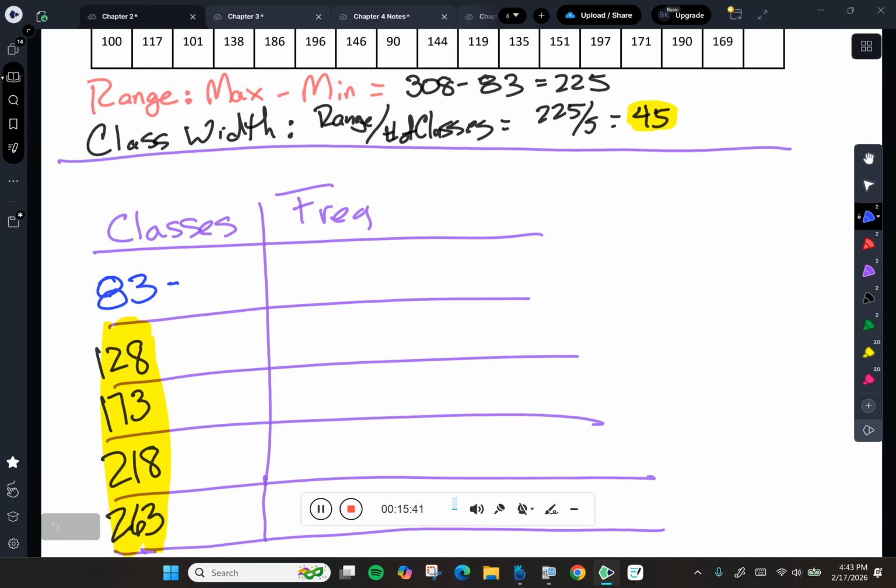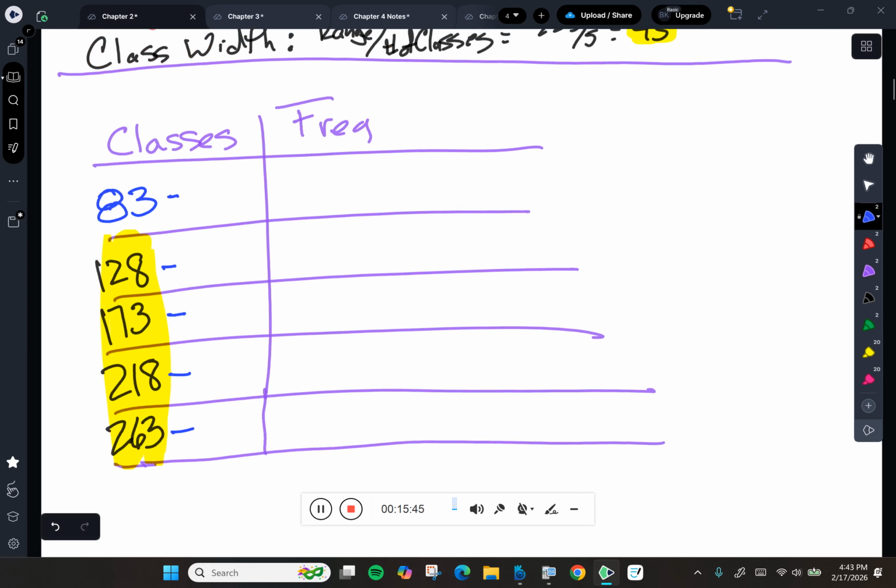So the upper class limits for each of these are going to be a number such that it fits. And what I mean by that is, well, if the second class starts at 128, then the first class better end at 127. And if the third class starts at 173, then the second class better stop at 172. And then this one better stop at 217. And this one better stop at 262.